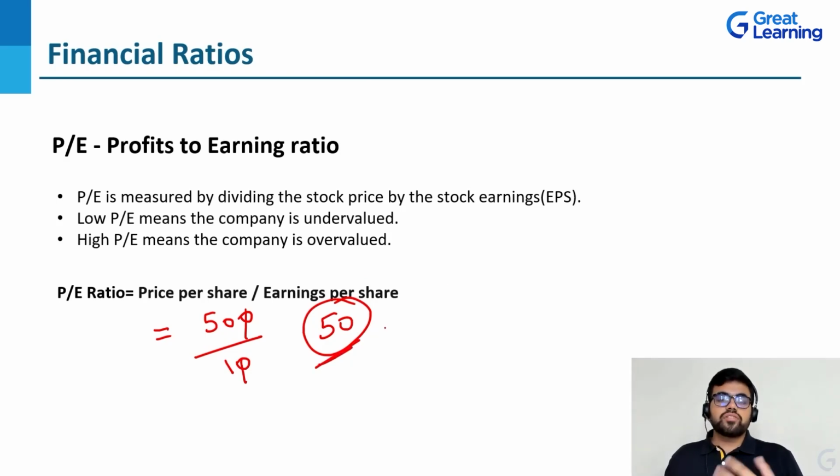The peers would be different companies which are operating in the same sector. So we can compare different auto companies, different petrochemical companies. You would have the choice to look at their PE ratios and choose which one you would like to invest in. Okay, so this is what PE ratio means.